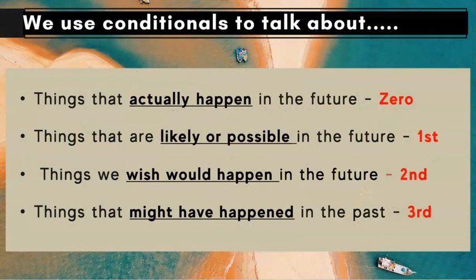We use conditionals to talk about things that actually happen in the present and future, and for this we use the zero conditional. For things that are likely or possible in the future, we use the first conditional. For things we wish would happen in the future, we use the second conditional. And for things that might have happened in the past, we use the third conditional.